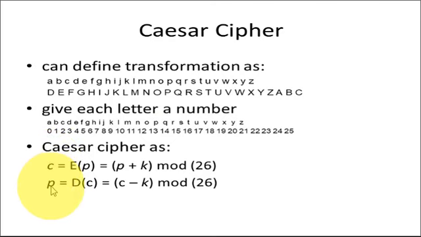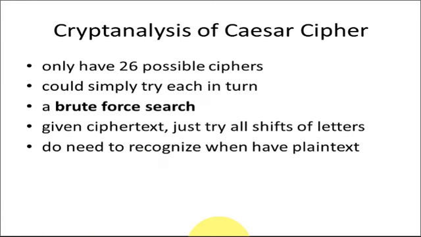Likewise, on the decryption side, we have to reverse it: ciphertext minus the key value, then taking modulus of 26, we get the plain text. In cryptanalysis, we are breaking the information without knowing the key, that is, breaking the ciphertext without knowing the key.